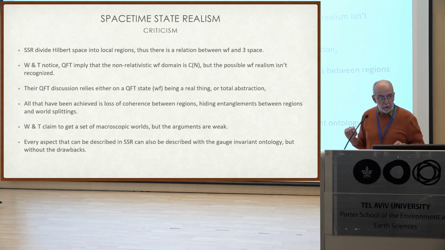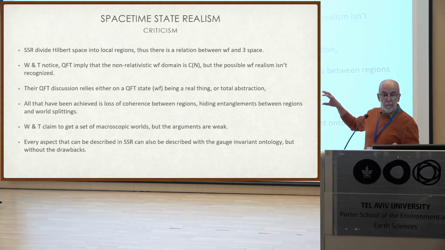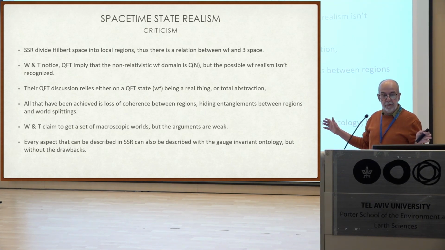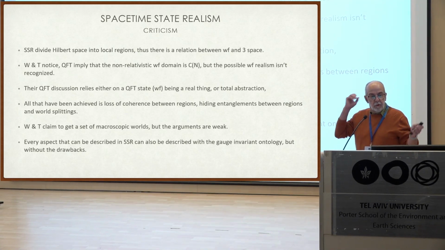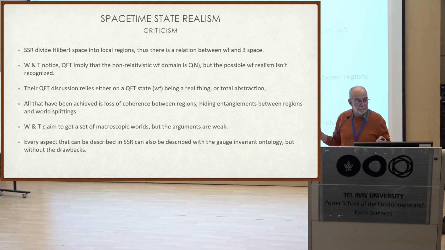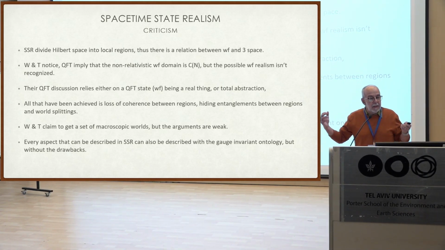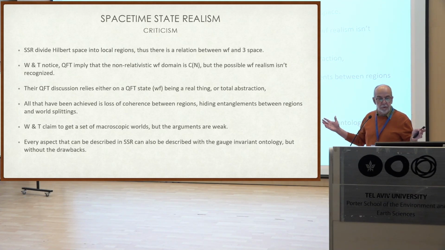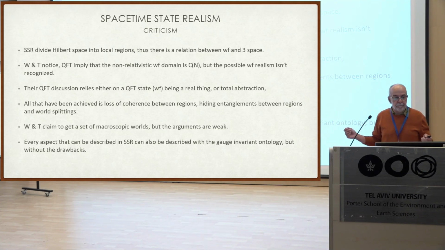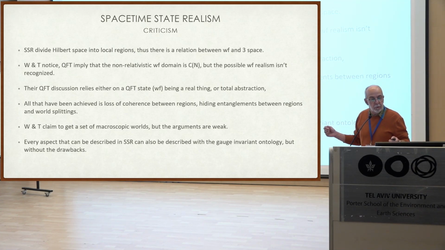Their QFT discussion relies either on there being a QFT state being a real thing, or it seems they have as an alternative a total abstraction, which seems void of physics. So either you have a wave function which is real, or you don't really have anything. So all that they have achieved is loss of coherence between regions, hiding entanglements between regions, and therefore also in some sense hiding world splittings. They also claim to get a set of macroscopic worlds, but I find the argument for that weak, so I'm not really convinced that they actually can get that either.